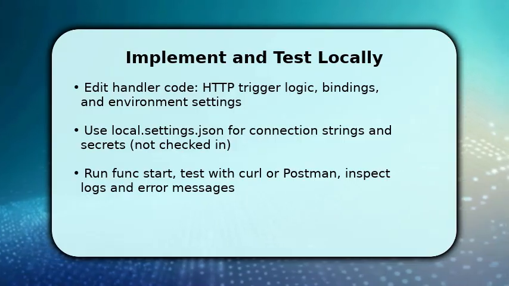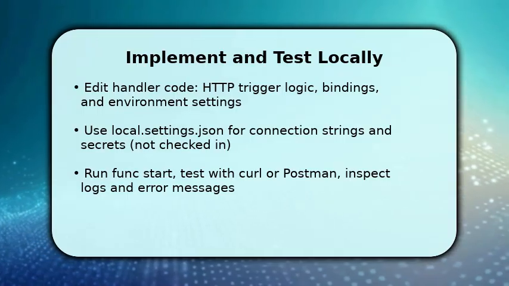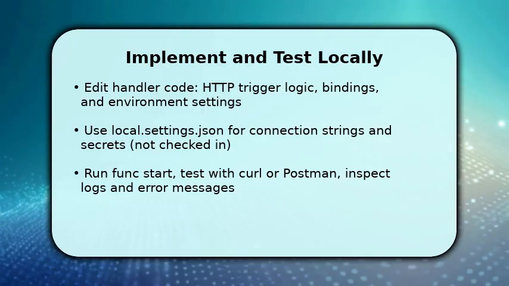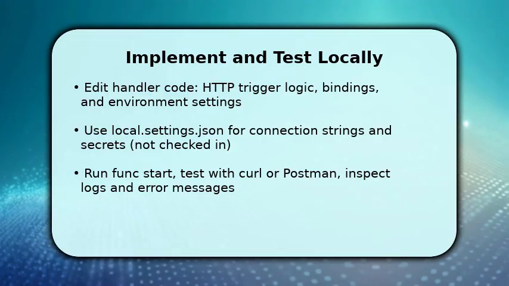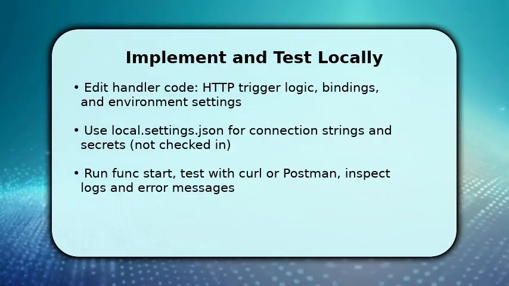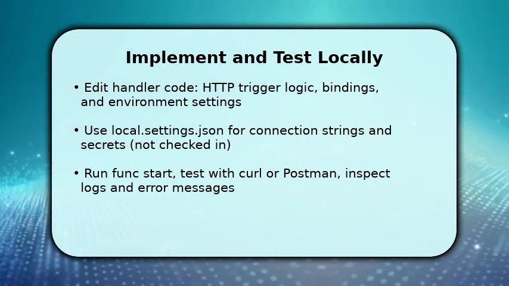Once you wire dependencies, run func start and exercise endpoints with curl or Postman. This reveals runtime issues quickly. Make sure to watch the console logs for stack traces and binding failures so you can iterate. When local tests pass, prepare configuration and deployment scripts to preserve the working state.